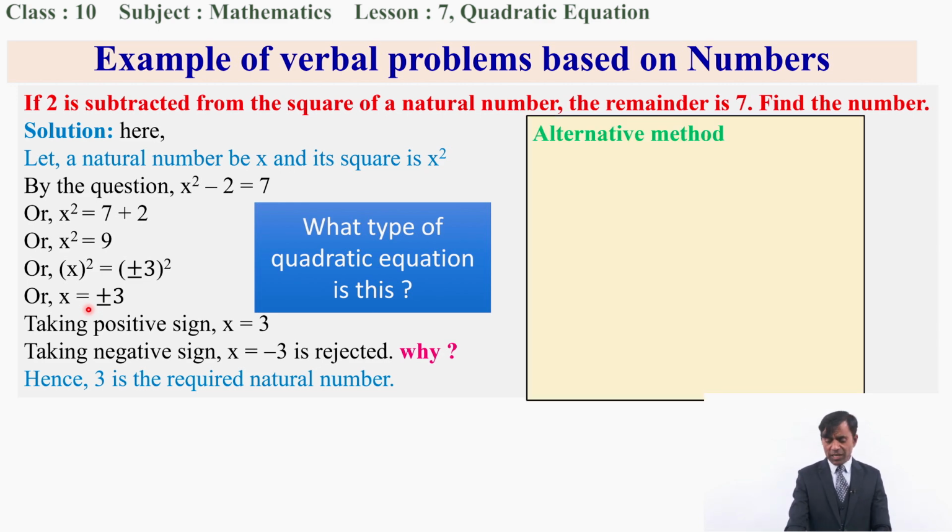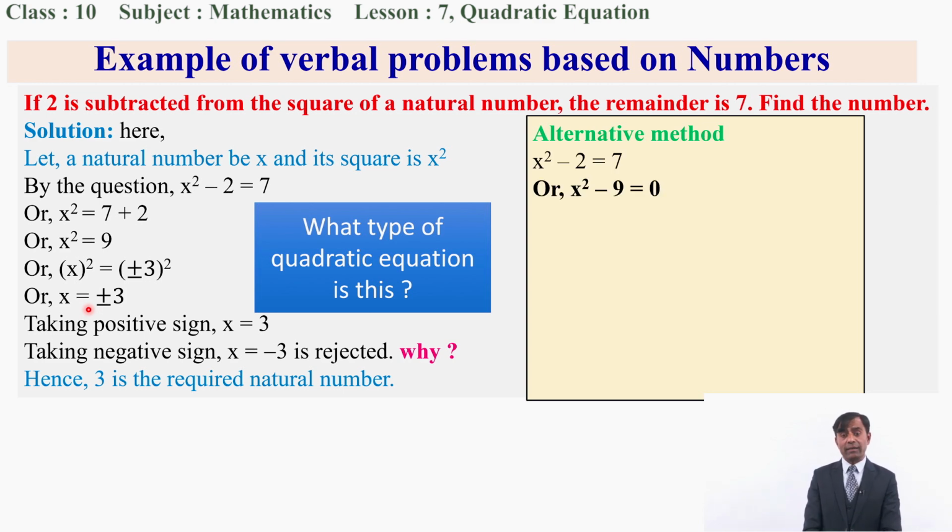Okay, so we can solve it by another method, that is an alternative method. We can solve it by the factorization method. Look at x square minus 9. Writing it on the LHS, x square minus 9 is equal to 0.